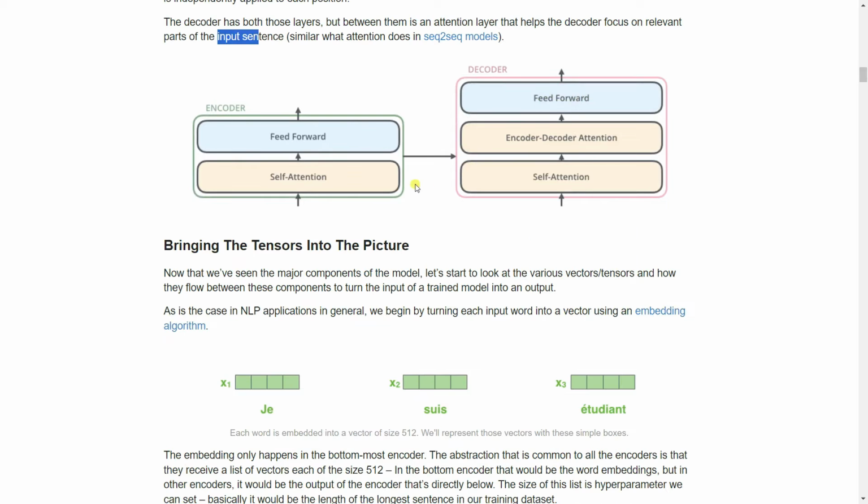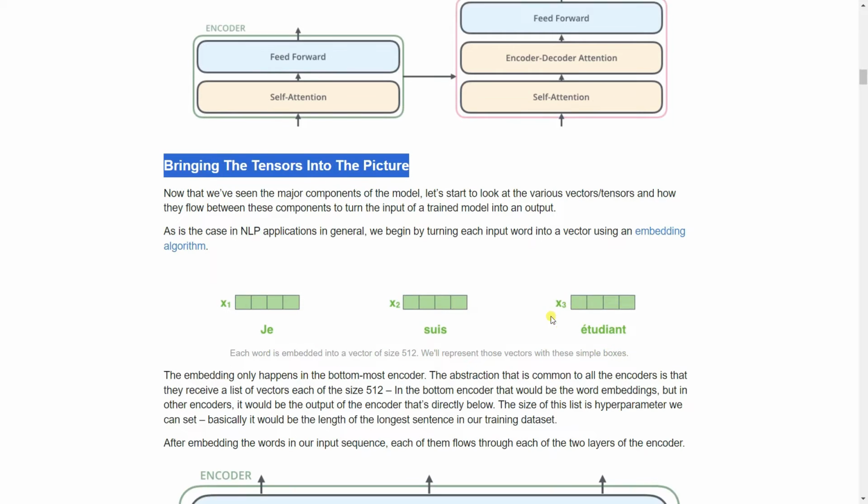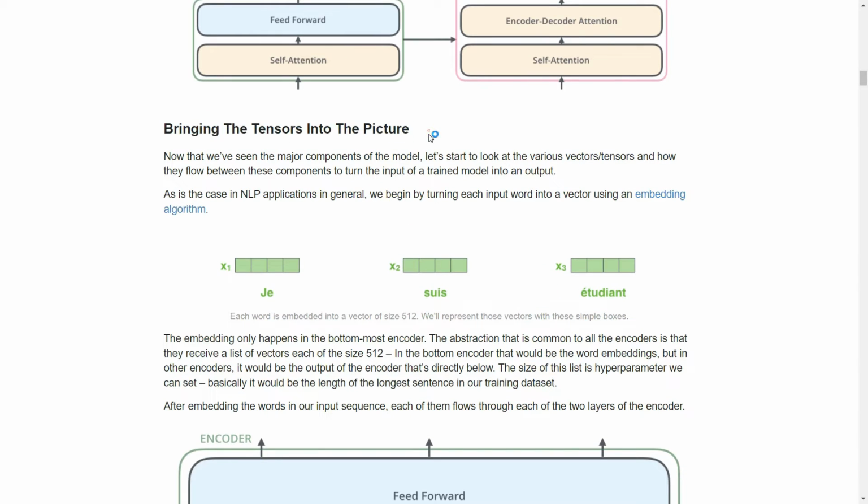Okay, fine. So then we bring the tensors into the picture. Let's see. We have this sentence, like that. So we divide the sentence into some tensors.